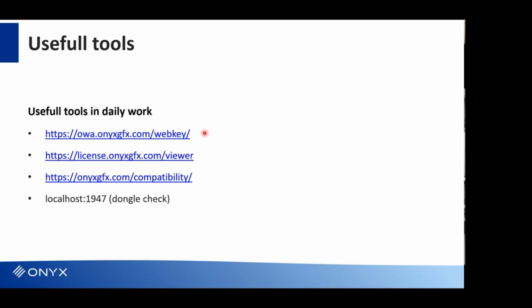As ONYX web key, we used to have one also available for the older versions. You have the one which is what's on my key, but it's not used anymore. And it's also a license viewer, which we will see shortly, right?